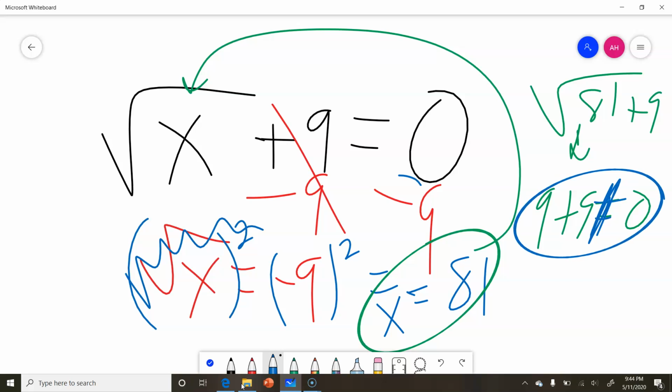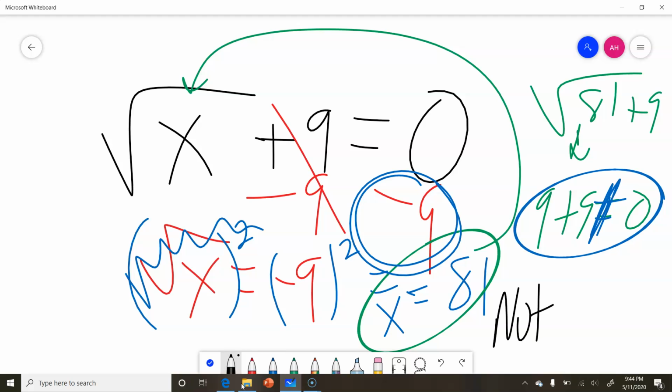Because we had a negative 9 right here. So the real answer to this one is not real. Not real solution, no real answer. You can write it either way. Just remember that it works like that.